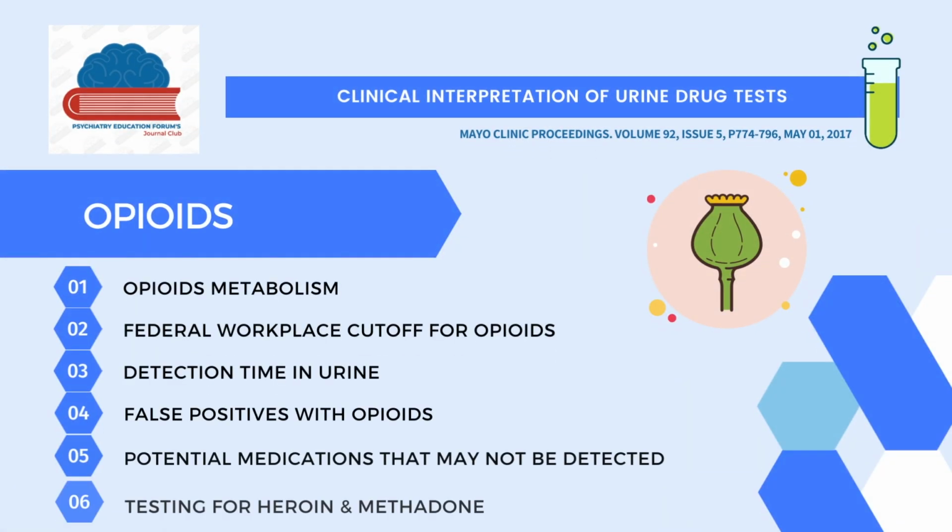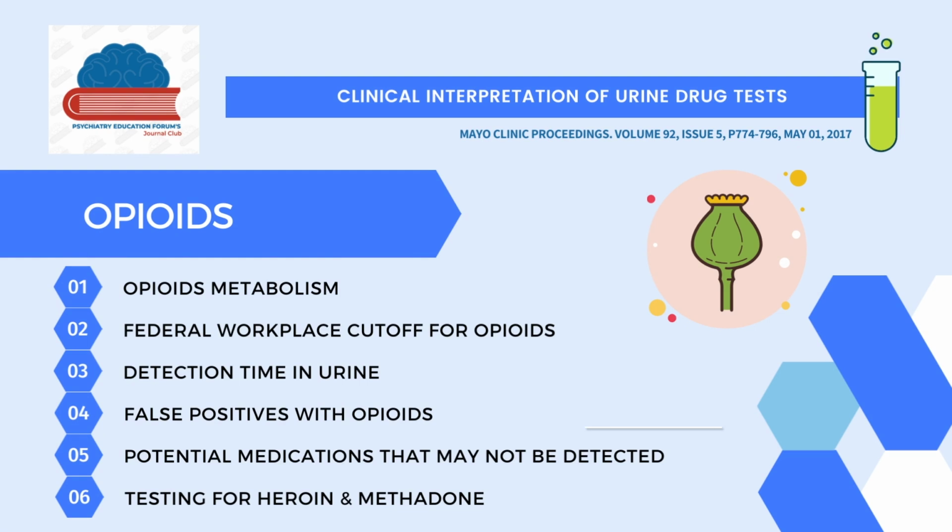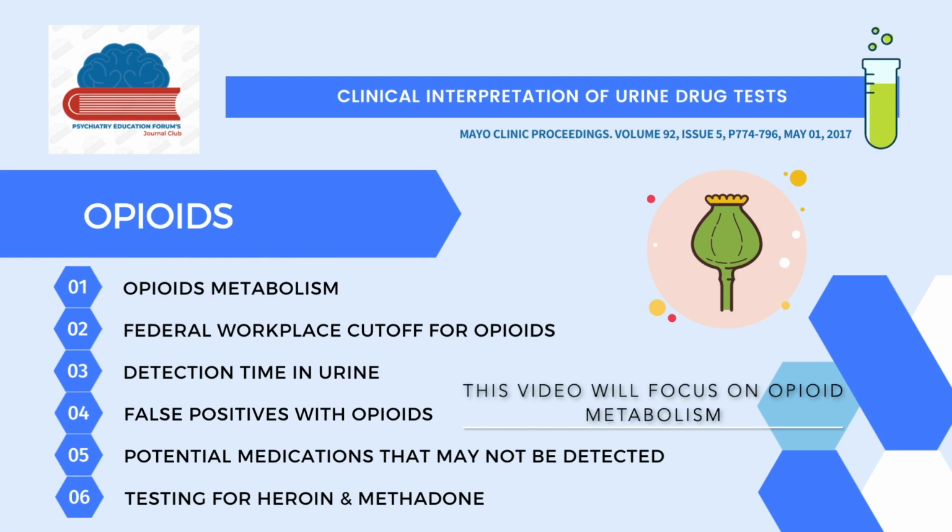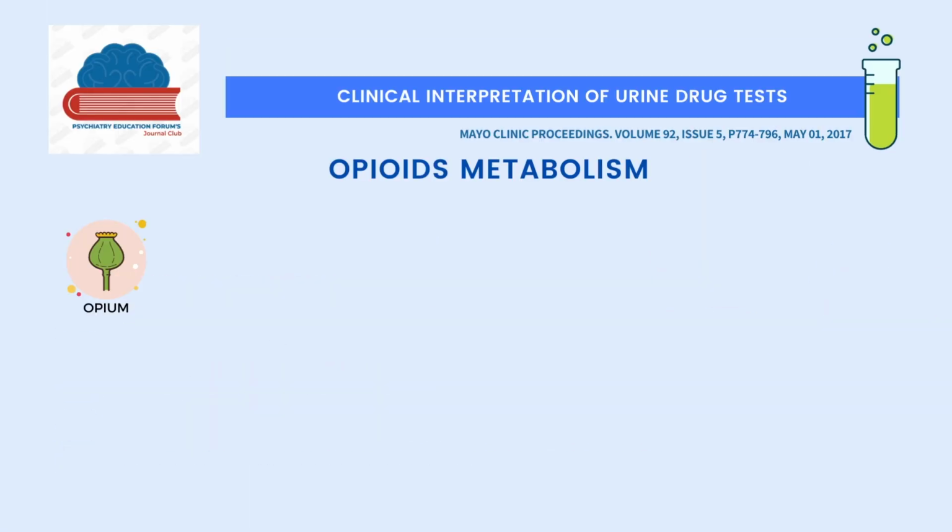Let's talk about opioids. We know opioid is a very broad term for anything that works on opiate receptors in the CNS, but opioid use, or I should say misuse and abuse, is on the rise every year for the last 10 plus years now. So I will discuss this in these sections now. But first, let's start from the basics. Let's understand the opioid metabolism.